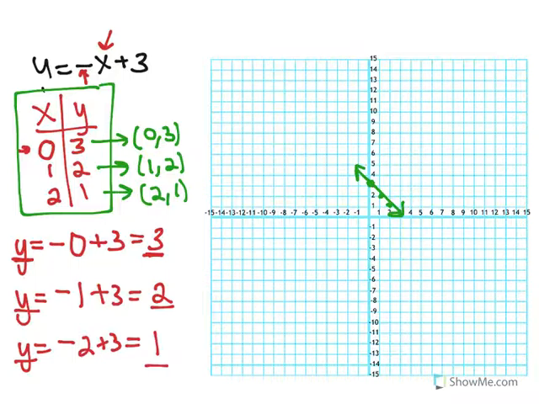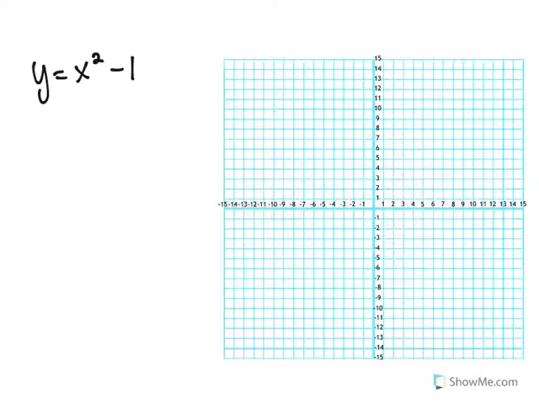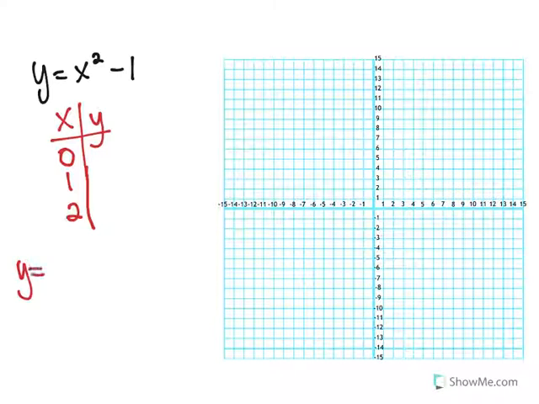Now let's go ahead and graph a nonlinear equation. We start by doing the exact same thing. We're going to make an xy t-chart. And again, I'm going to start with my x values, and I typically always pick 0, 1, and 2. When we plug in 0 for x in this equation, we get y equals 0 squared minus 1. 0 times 0 is just 0, so we then subtract 1 and we get negative 1. So our first y value is negative 1.